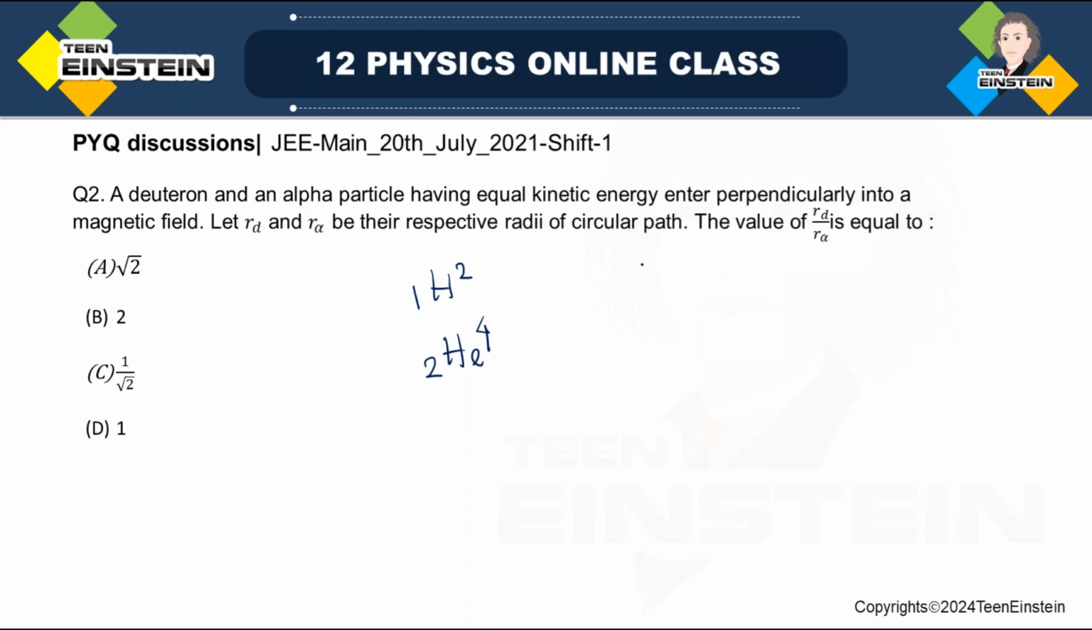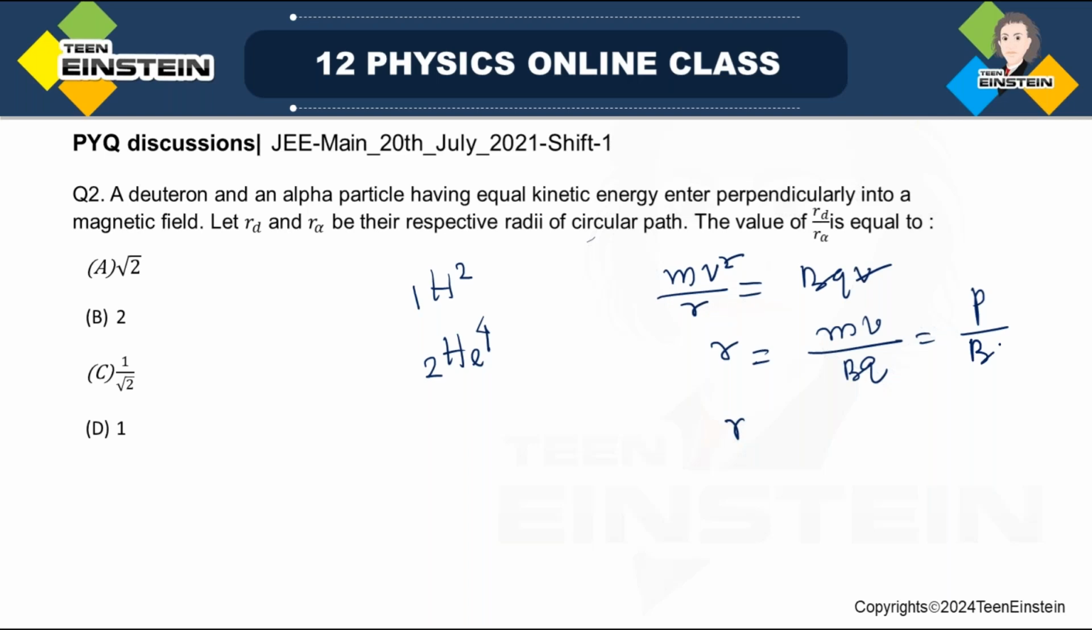So we know if a charged particle enters into a region where there is a magnetic field perpendicular to the direction of the velocity of the particle, then mv square by r, the general formula, is equal to BQV. You can remember this also. So I can find out this R to be mv by BQ, where the magnetic field is same for both of them, mass will be different, charge will be different. So let me do one more thing. This I can write as P by BQ.